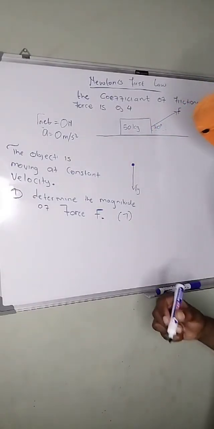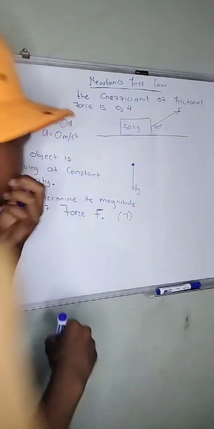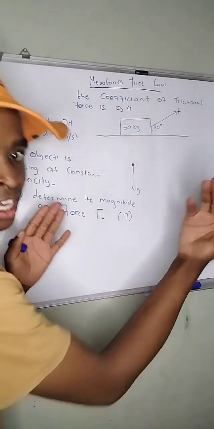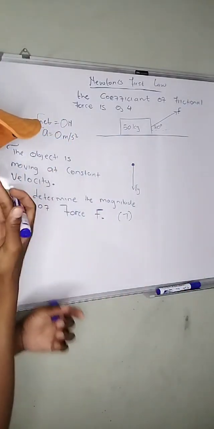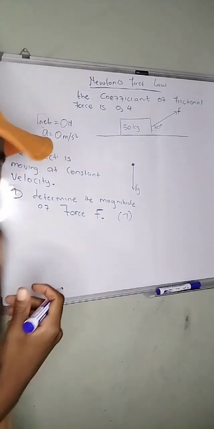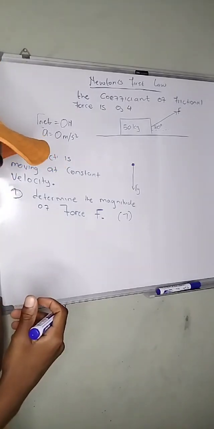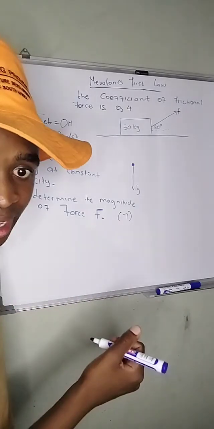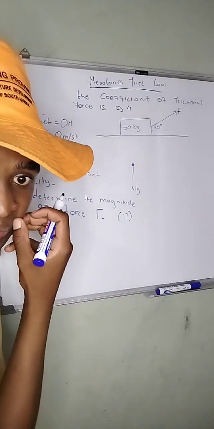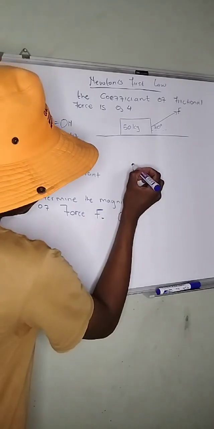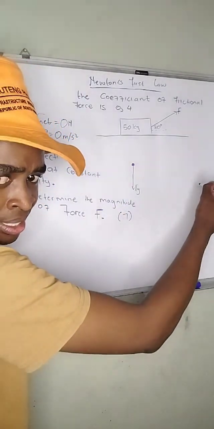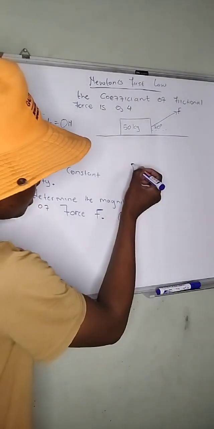Our friction is gonna be in which direction? Is it going to be on the left or on the right? My friction is gonna be on the right. West. On the right, right? West, okay.